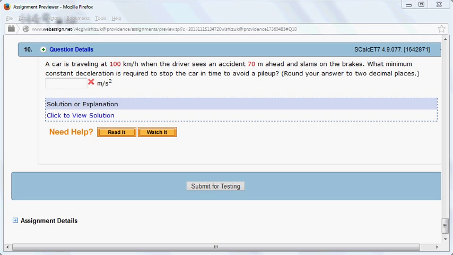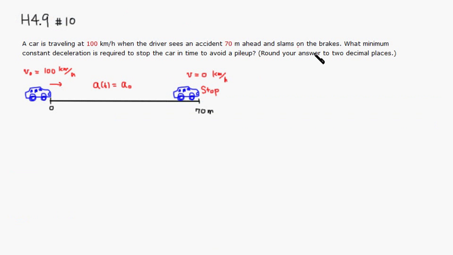Okay, let's look at homework 4.9, problem number 10. It says a car is traveling at 100 kilometers per hour and hits the brake, and we want it to stop within 70 meters. Alright, so let's do that.